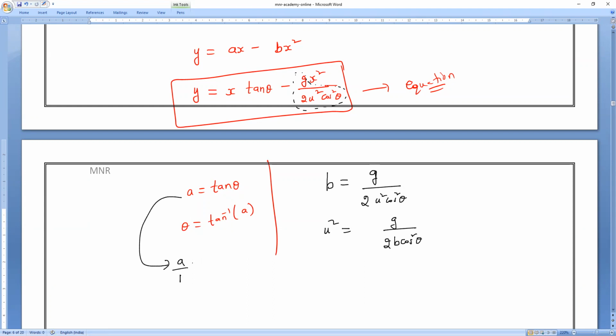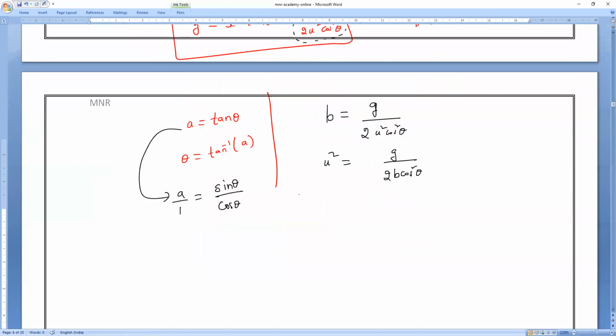Okay, now let me see, from this, can I write a as a divided by 1, which is equal to tan theta. We all know, what do we mean by tan theta? Tan theta is equal to sin theta divided by cos theta. Understand, everybody? Yes, sir.